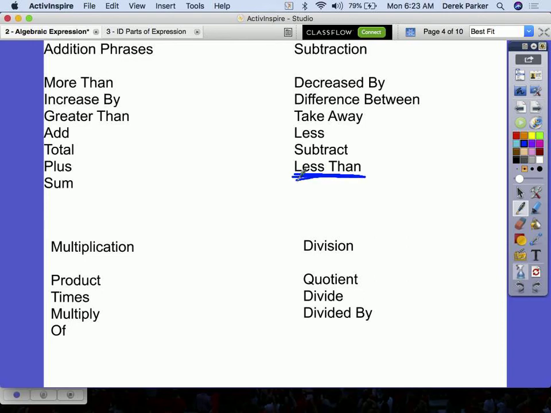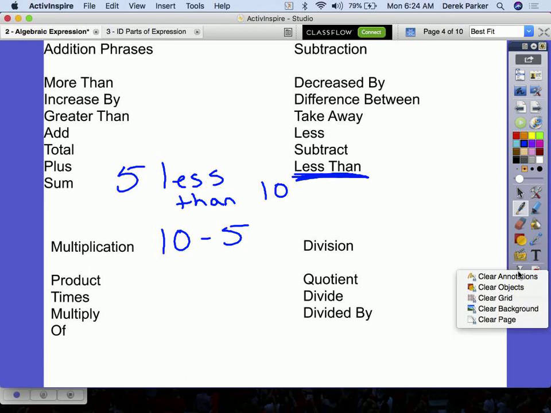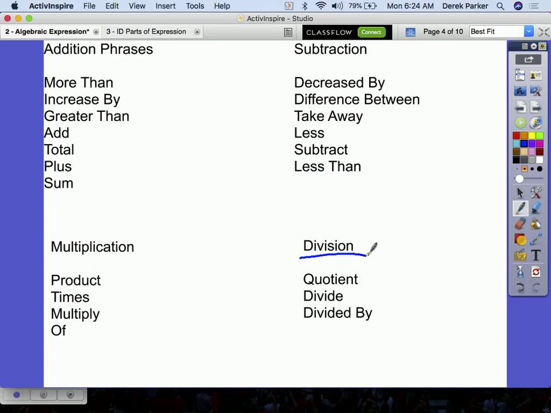I want you to pay attention to this one right here. If I had 5 less than 10, and this is the only one you have to worry about that looks like this, if it says less than, really what it is saying is this, 10 minus 5. You flip the two numbers because that first number is less than 10. Division: quotient, divide, and divided by.